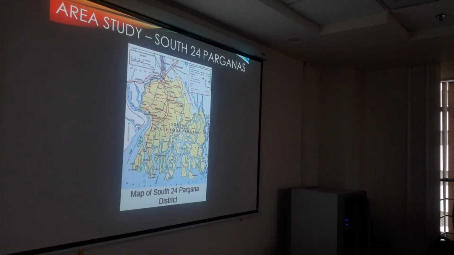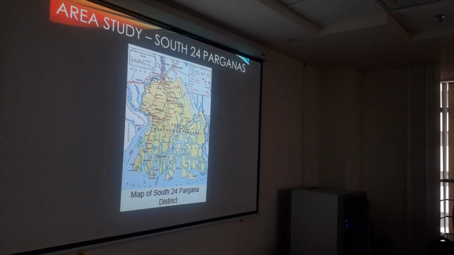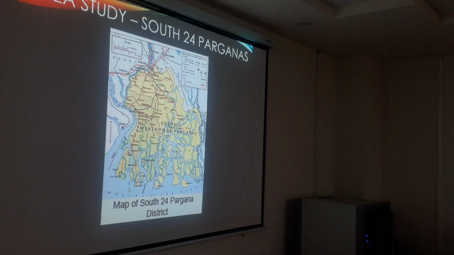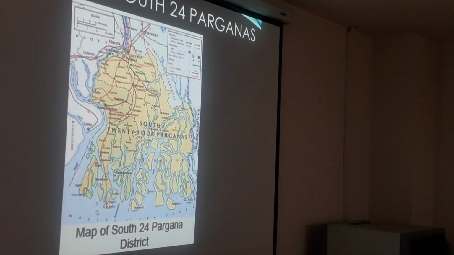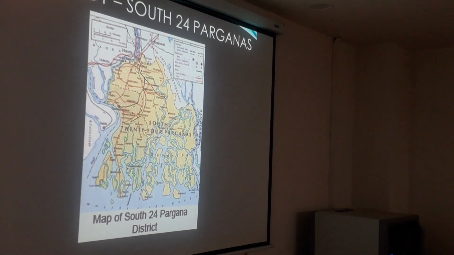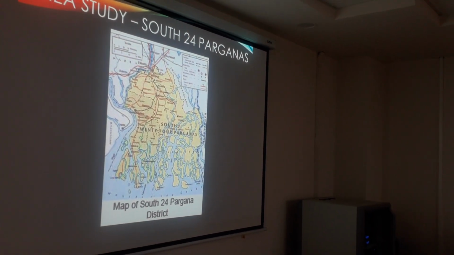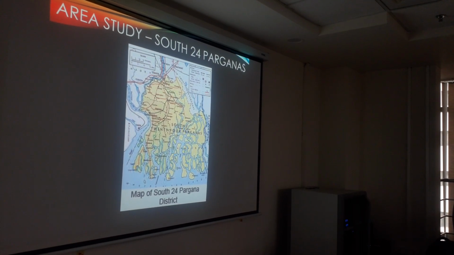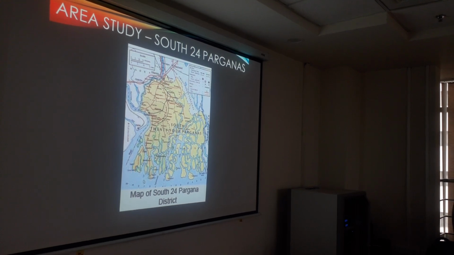And now we are moving to the 24 Parganas. It is a very interesting district, and it has different physiographical features. I am not going into the details of the physiographical features, but it is absolutely full of creeks, mud, swamps, sand dunes, and you can see how the distributaries are spread over all this region.